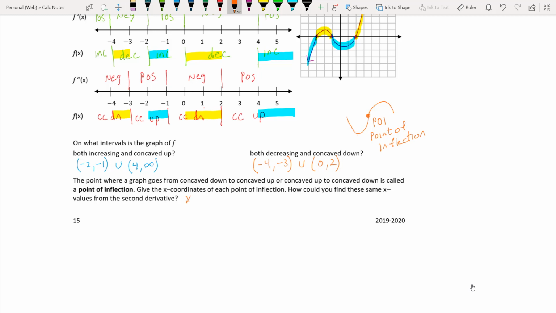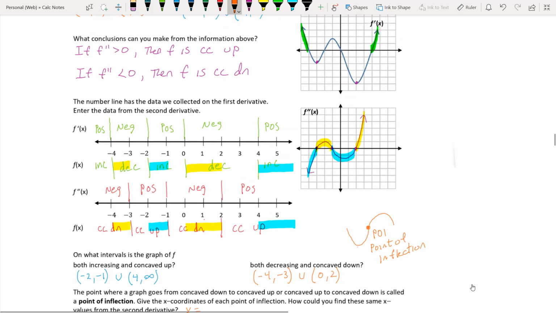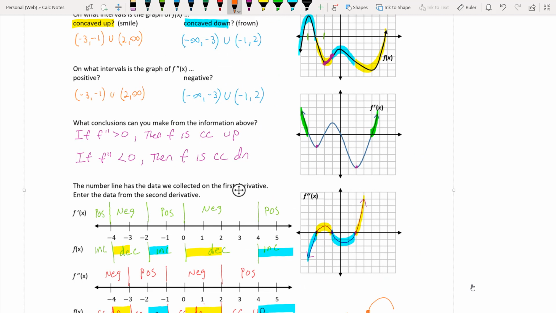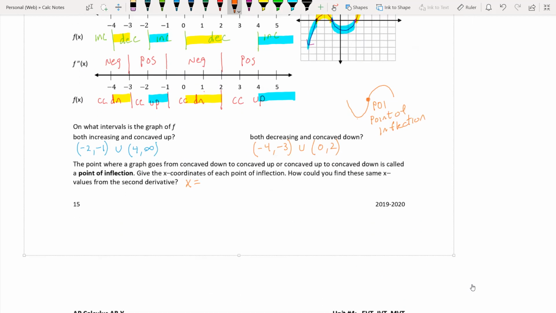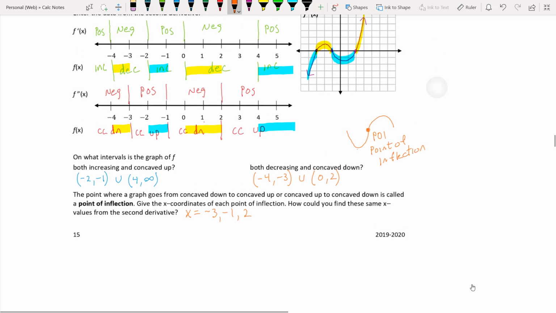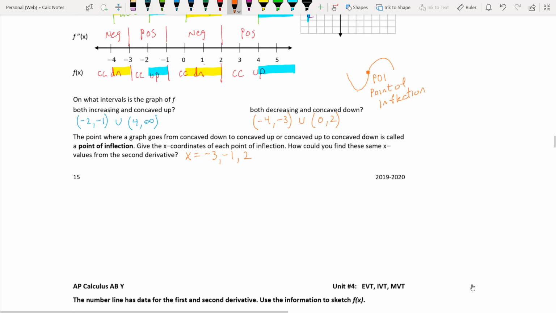So we have 3 points of inflection, and again I'm going to go back up to f for a minute. I'm changing concavity at x equals -3, at -1, and at +2. If you look at your second derivative, look at the x-intercepts on the second derivative: -3, -1, and +2. How do you find these same x values from the second derivative?